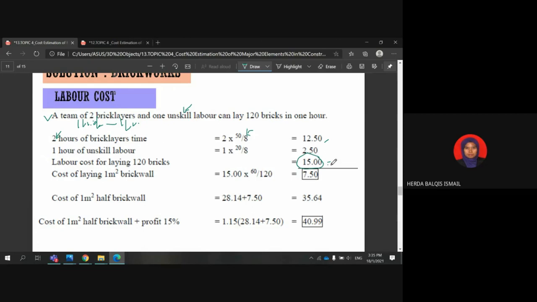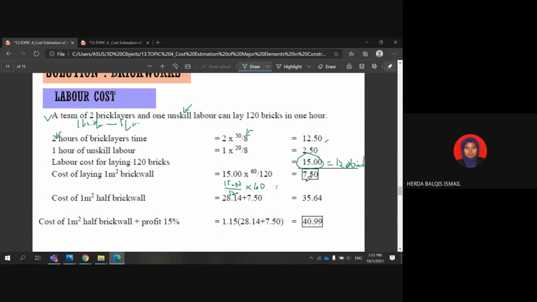Okay, this is for 120 bricks. But in this case, the number of bricks that need to be laid is 60 bricks. So by knowing that, you divide 60 bricks by 120 bricks, or else like this: 15 ringgit is the price to fix 120 bricks, but in this case 60 bricks is required. So the cost is 7 ringgit and 50 cents.